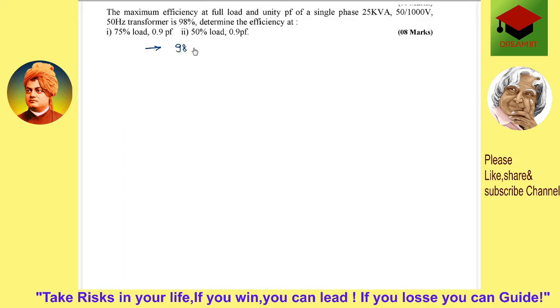98% at two different loads. So one is at full load condition, full load means we can take it as x is equal to 1, and unity power factor. So efficiency at power factor unity, and you are getting the maximum efficiency. Maximum efficiency means you are going to get it when iron losses are equal to copper losses. At this condition only you are going to get the maximum efficiency.